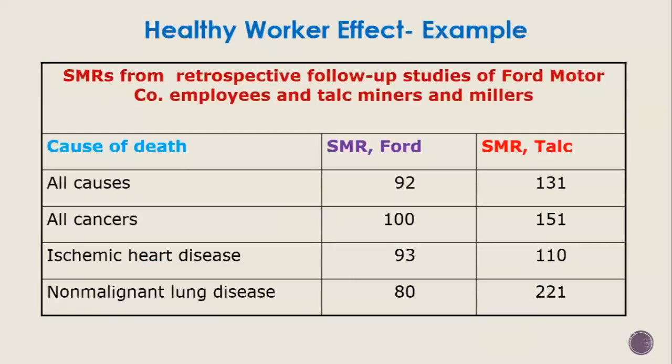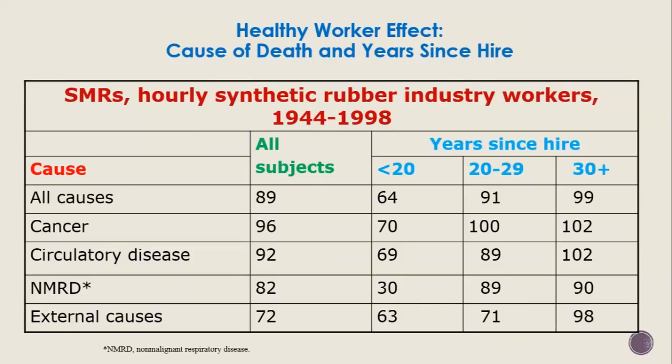I'm saying that you have the different causes of death, for all subjects and the period of time for which they are employed: less than 20 years, 20 to 29, 30 plus. And then you have for each the corresponding SMR. Remember, the way you get to the SMR is that you divide the observed deaths among workers by what was expected, and whatever you get, you then multiply by 100. So you end up with a nice whole number that you can work with.